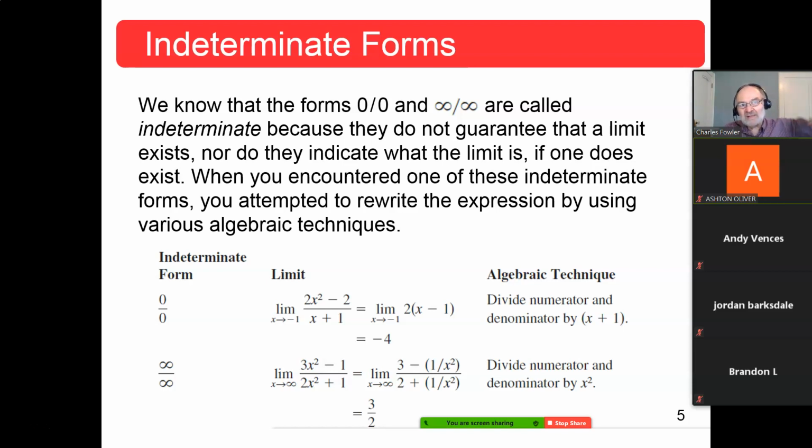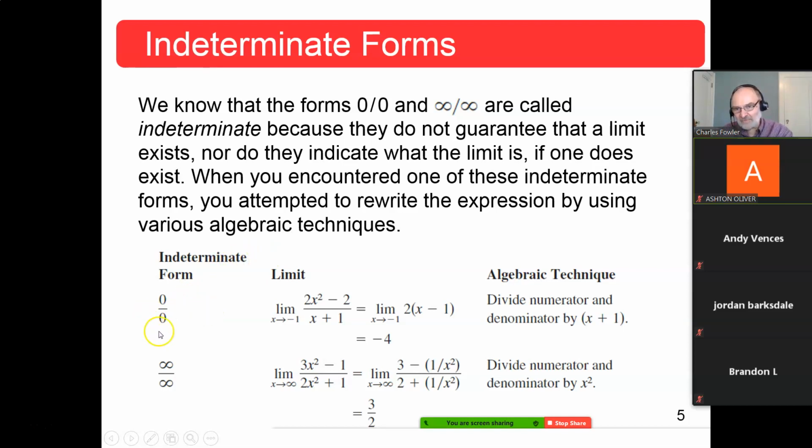Does the numerator win and it goes to infinity, or does the denominator win and it doesn't quite go to infinity? Those are called indeterminate forms because they do not guarantee that the limit exists, nor do they indicate what the limit is. There may not be a limit, and if there is a limit, you don't know what it is, if one does exist. So when you encountered one of those indeterminate forms, you attempted to rewrite the expression using various algebraic techniques. And that's what we're going to do first.